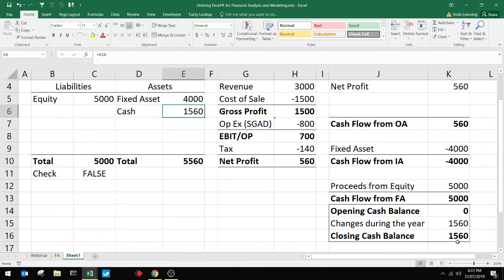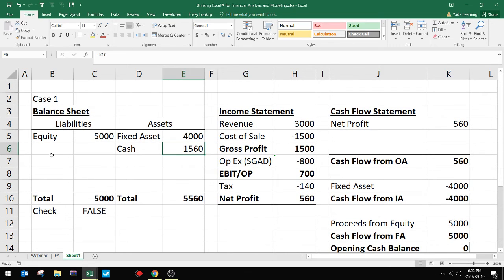Your cash balance was 1000. You made a net profit of 560, so your cash balance went to 1560. But with this net profit, you did not pay out any dividend. It is still in the business. So it needs to be represented on the balance sheet under the liabilities section, below equity, under the head of retained earnings.